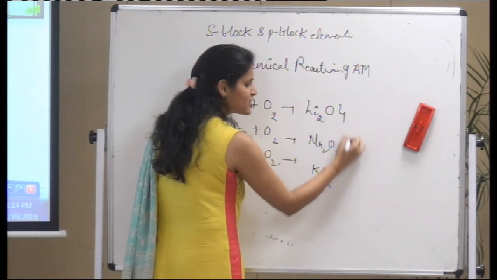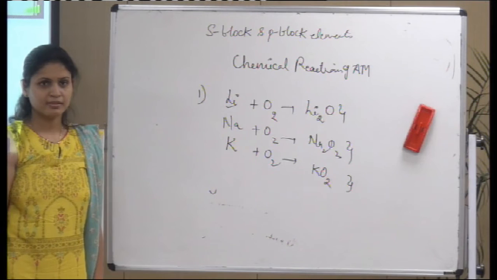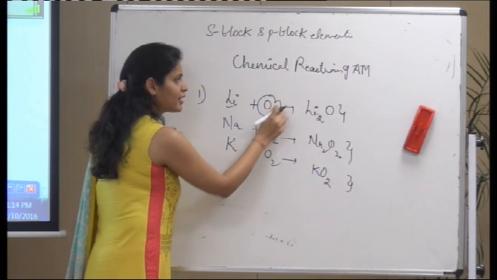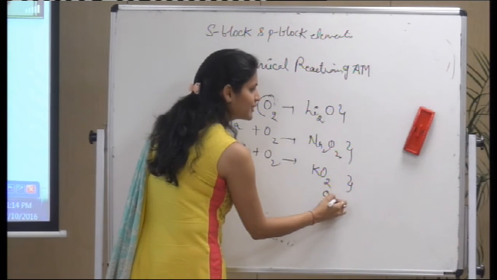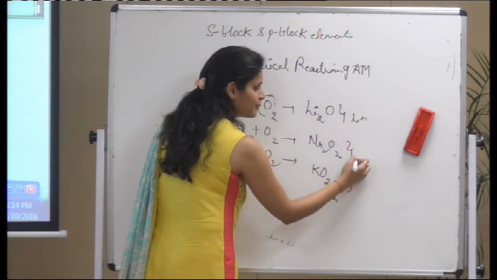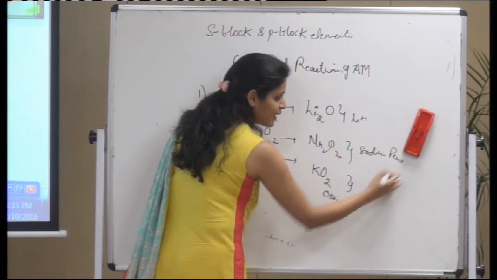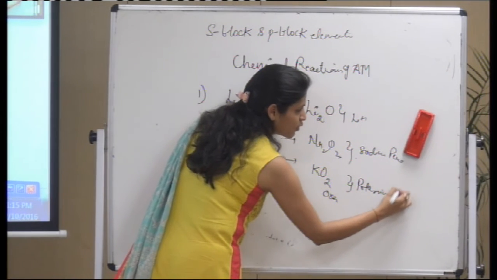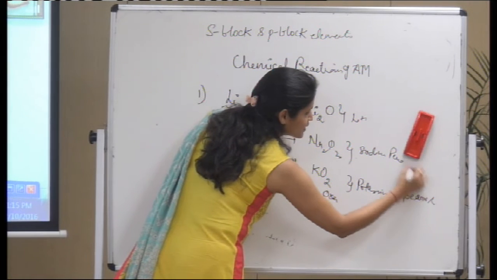What is the difference between these oxides? We are very much aware that after reacting with oxygen, any metal would form an oxide. But this is lithium oxide, this is sodium peroxide, and this is potassium superoxide. What is the difference between oxide, peroxide and superoxide?